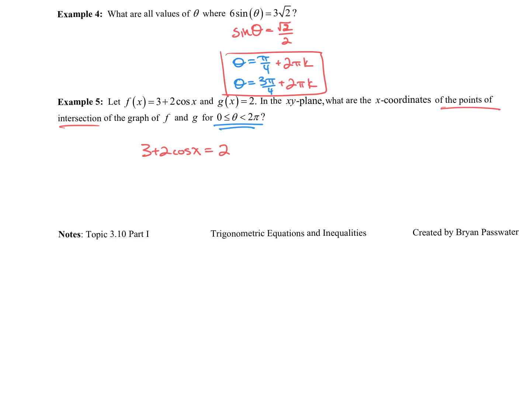So let's do 2 steps. Here we go. What's my first step? Minus 3. Subtract 3. So what do we get there? Negative 1. Then what? Divide by 2. So cosine x will equal what? Negative 1 half. All right. And so now I have to think about my unit circle. So when does cosine give me negative 1 half?